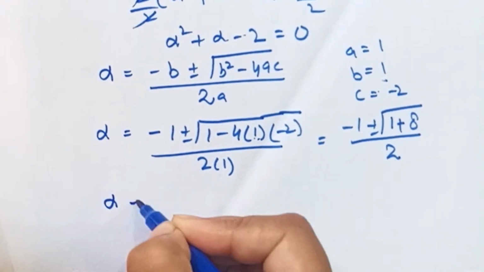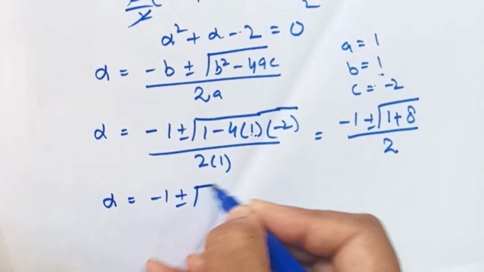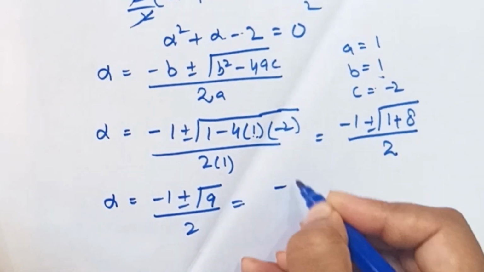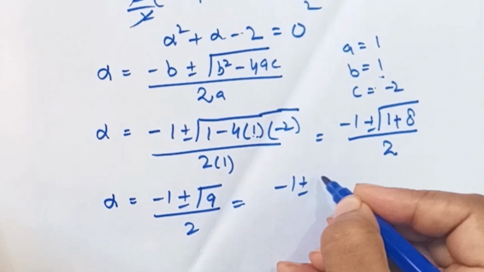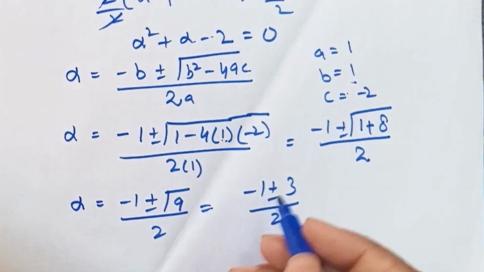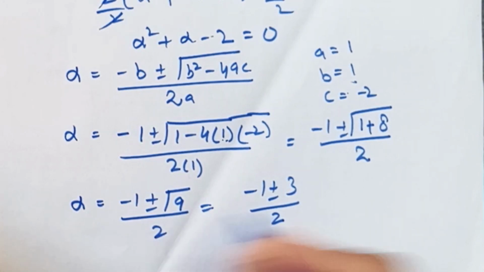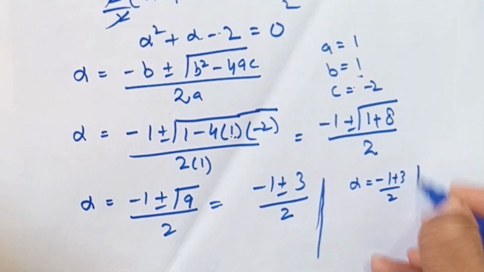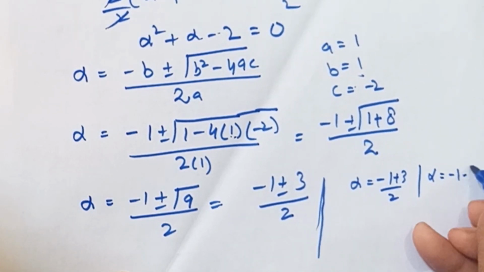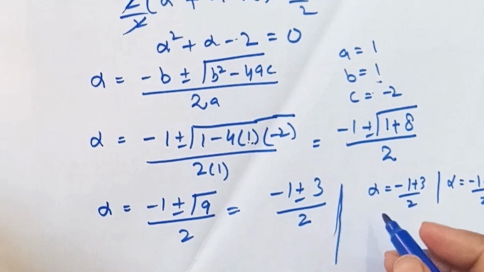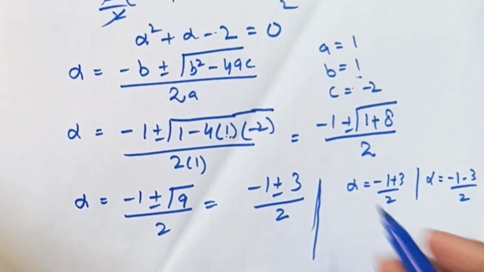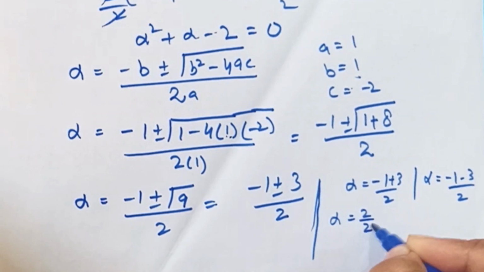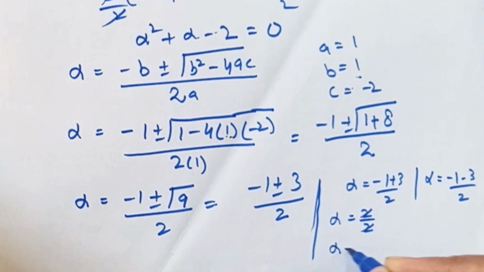Now again we simplify this. So minus 1 plus minus the square root of 1 plus 8, which is 9, over 2. And this is equal to minus 1 plus minus the square root of 9, which is 3, over 2. Now in the next step, we separate this value. So we have alpha equals minus 1 plus 3 over 2, and alpha equals minus 1 minus 3 over 2. Look at this. Alpha equals minus 1 plus 3, which is 2, so this is 2 over 2, and after cancellation, we just get 1. So alpha is equal to 1.